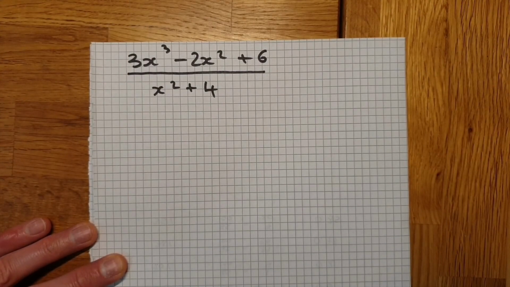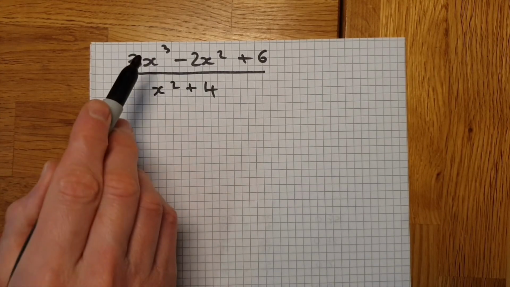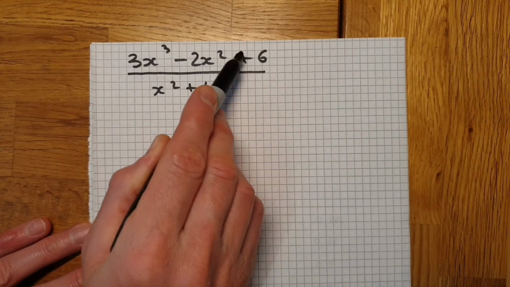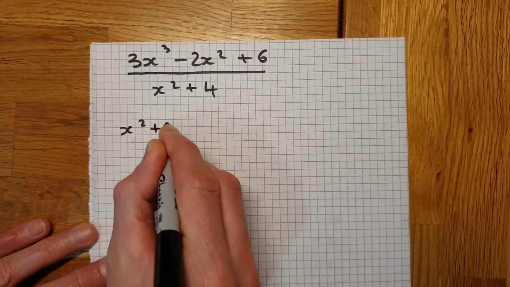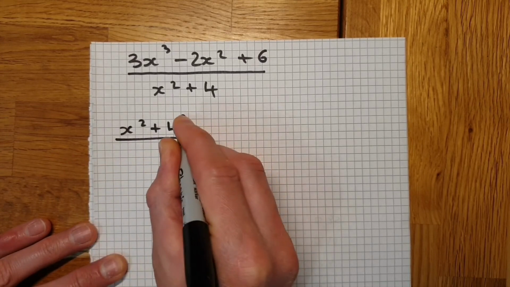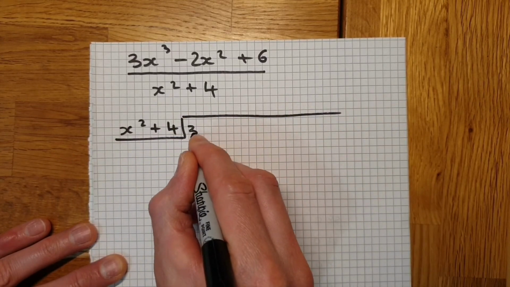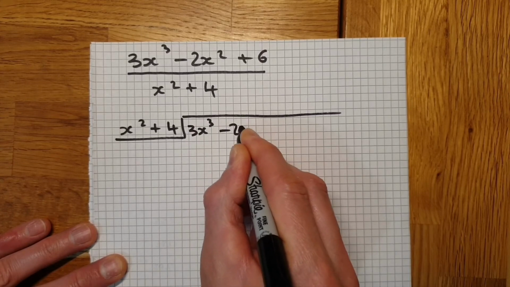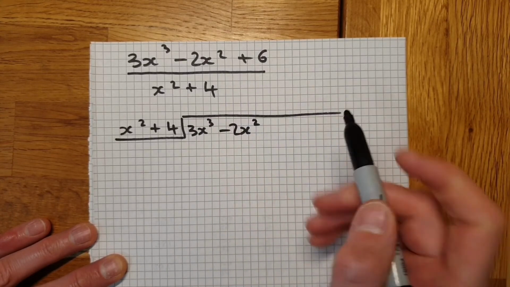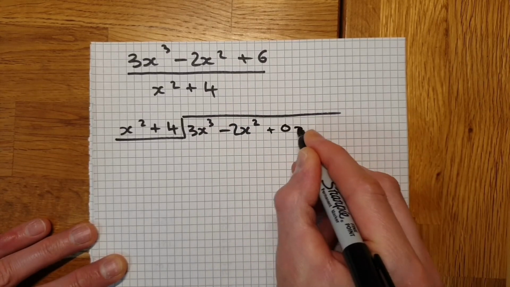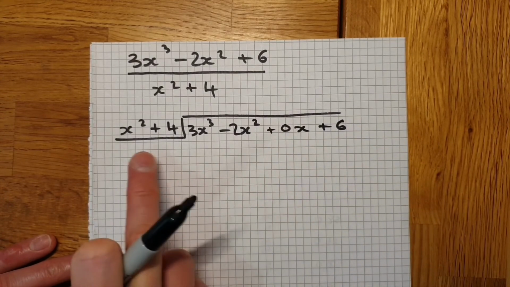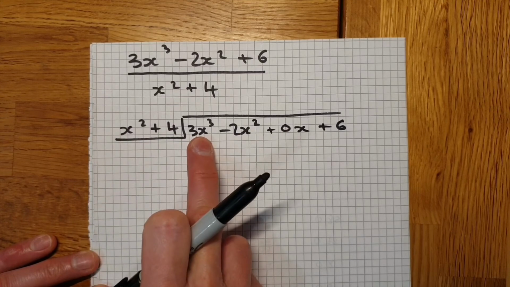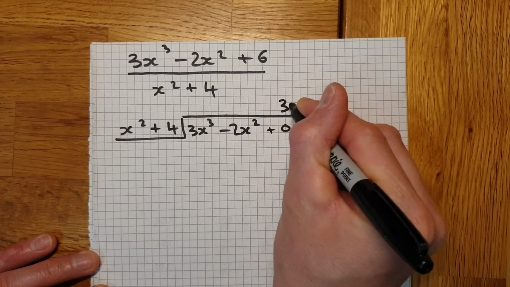Now the third example we're going to look at is a bit more tricky because we've got x cubed, x squared, but we don't have any x's here, so we've got to watch out for that. So when we're dividing by our x plus 4 this time, underneath here we're going to have 3x cubed minus 2x squared, but because there's no x's, we're going to put plus 0x plus 6. So it's important you remember to put this bit down. Then what would we multiply x squared by to get 3x cubed? That'll be 3x. So put that there.